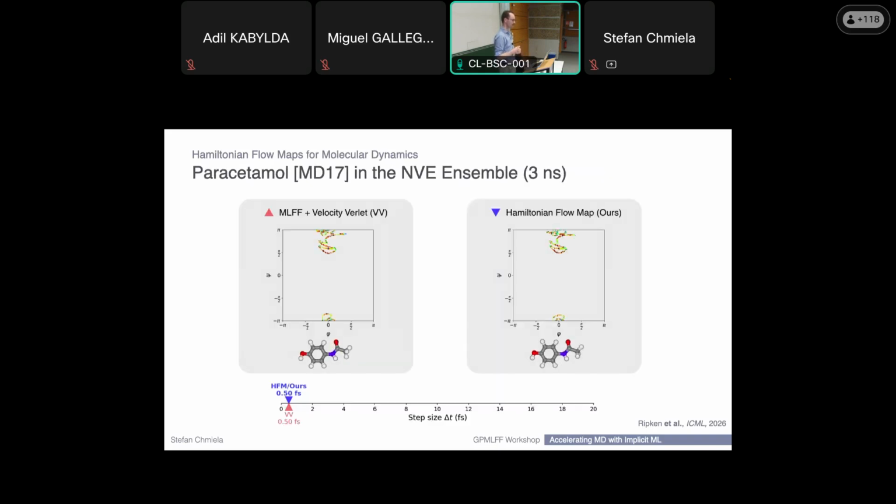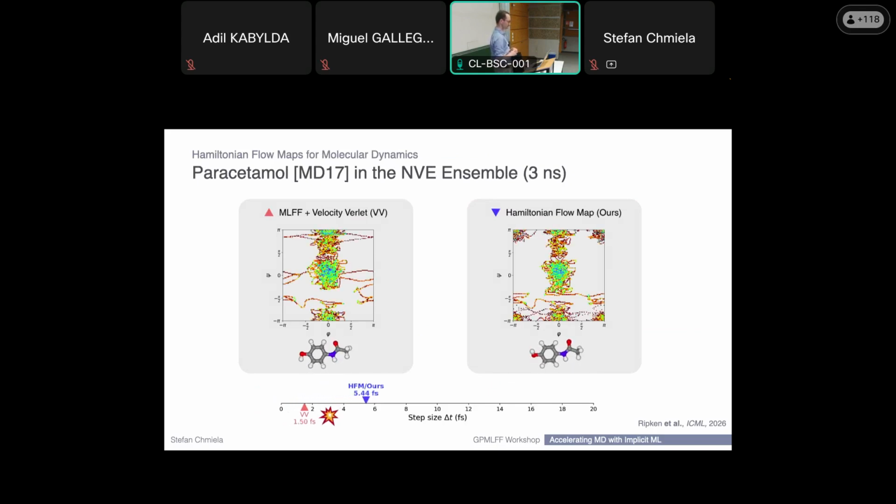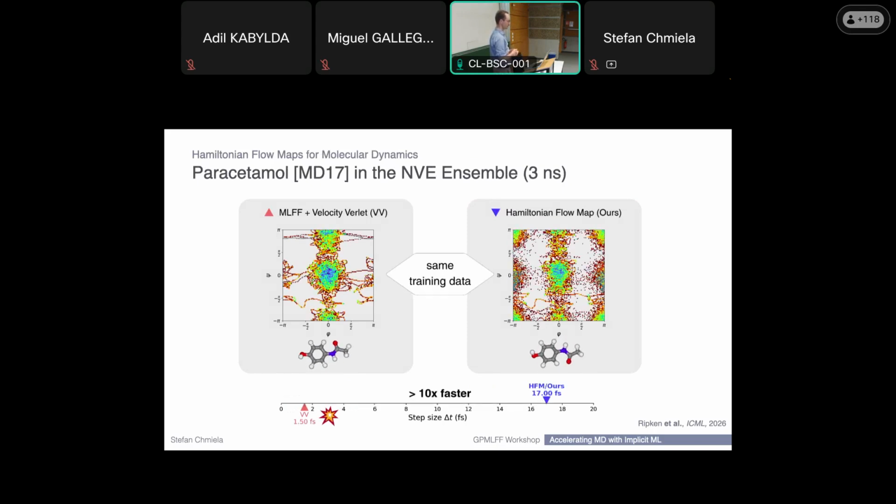And of course, the ultimate goal is to apply this to real molecules. So here's an example for paracetamol from the MD17 dataset. And now we are comparing a traditional velocity Verlet integration, and we compare it with the Hamiltonian flow map that of course can skip time steps, and it's more than 10 times faster. And yet it's still kind of sampled from the same phase space, right? So for the same duration of the simulation, we essentially get a better coverage or better sampling of the Boltzmann distribution.